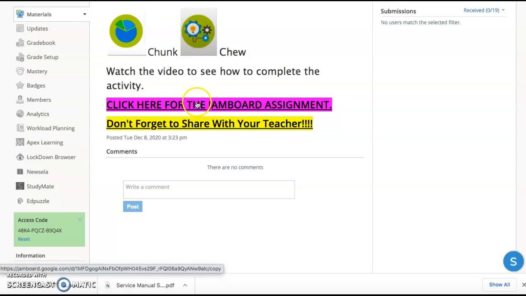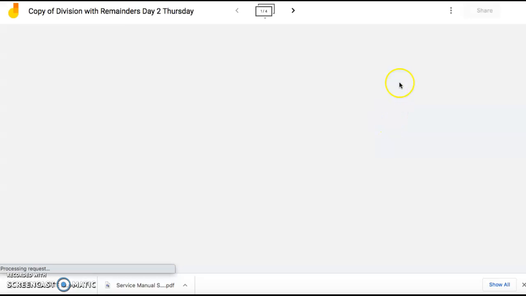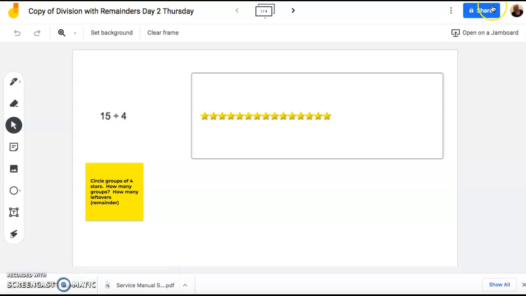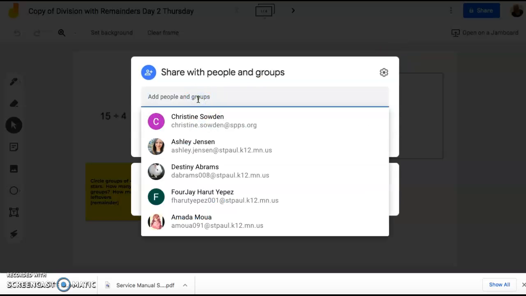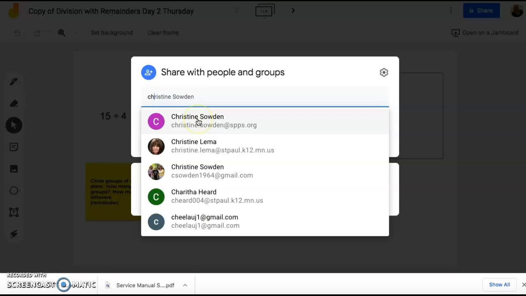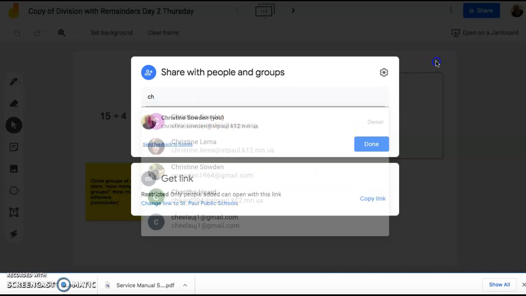This assignment is continued practice on division with remainders. So you're going to want to make a copy of the document. And remember right away you want to make sure and share it with me. You're just going to start typing in my name, and you'll see the one that you're going to send it to is christine.sowden@stpaul.k12.mn.us. It's the long one.